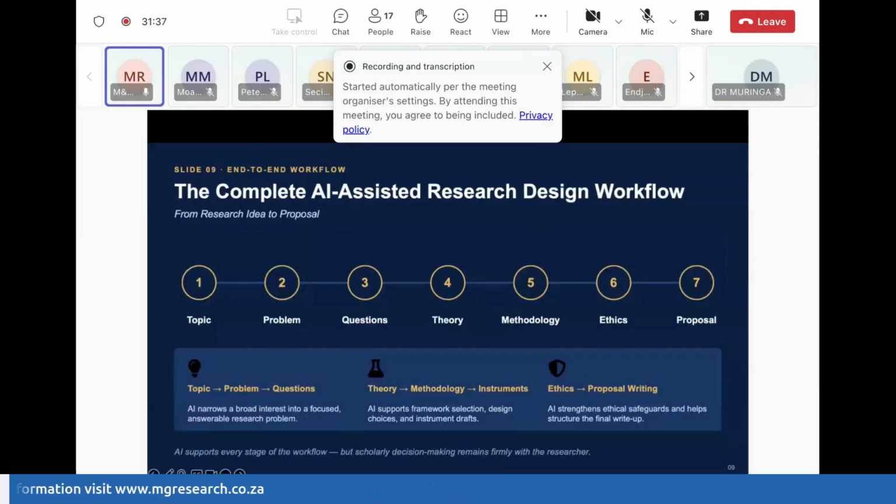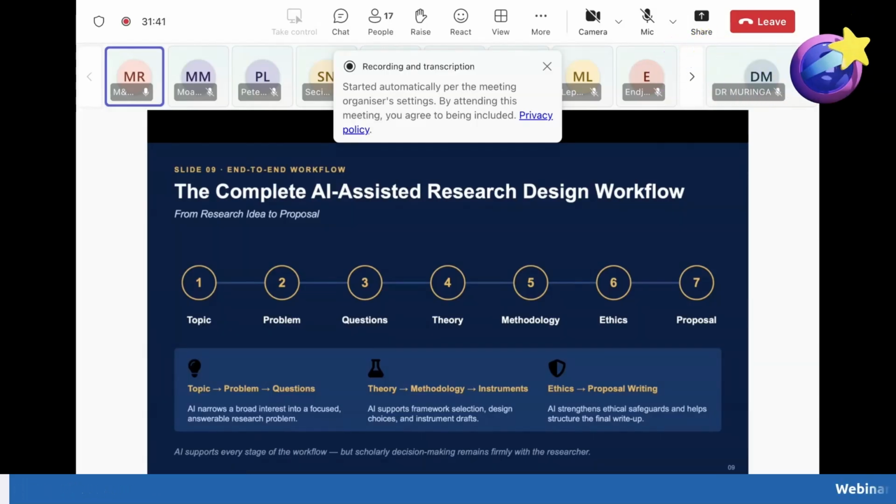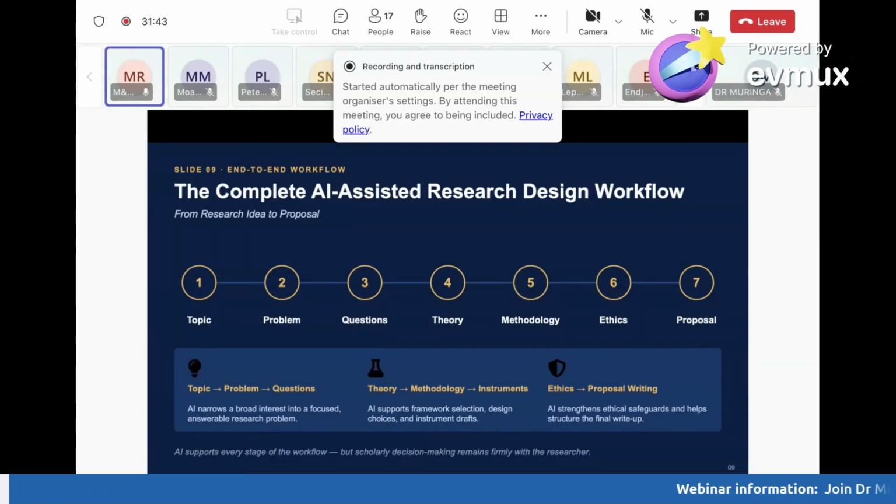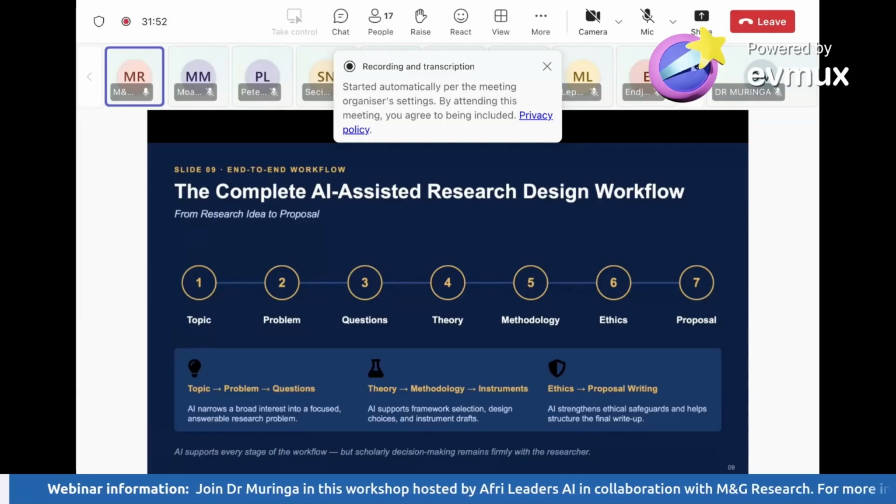So the end-to-end flow that we're going to demonstrate in practical terms is from topic, problem statement, questions, theory, methodology, ethics, and proposal, right? So we're going to say topic, problem, question.